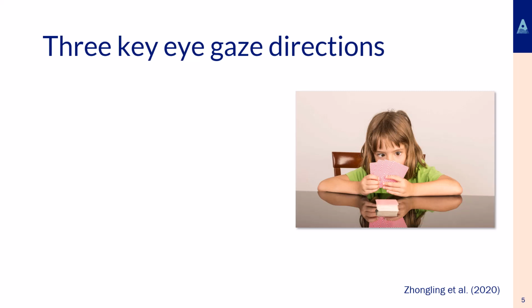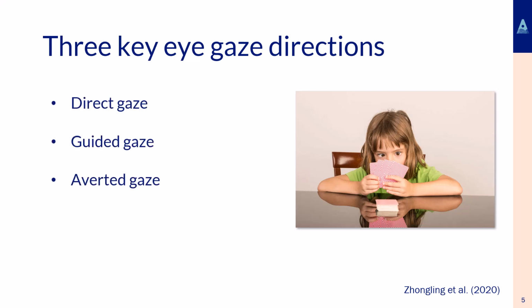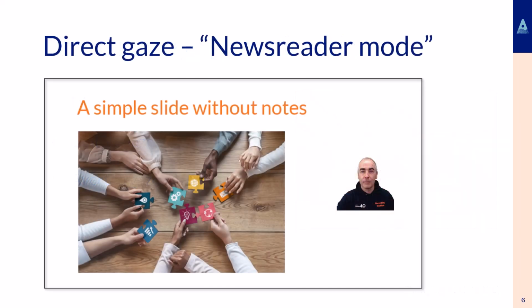To help you decide where to look and when, think about these three key eye gaze directions: direct gaze, guided gaze, and averted gaze. The first one that is commonly used is direct gaze, which you can think of as newsreader mode. If you use this, the learner will tend to look directly at your face. This is great for simple slides without too much content, where you know what you're going to say without needing notes. Bear in mind, if you have too much of this, you risk distracting the learner from the content.